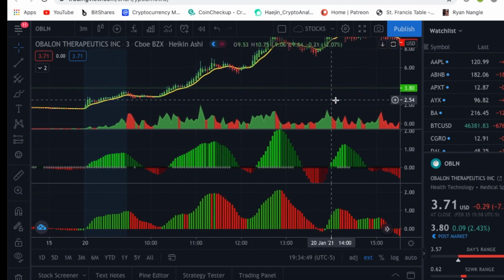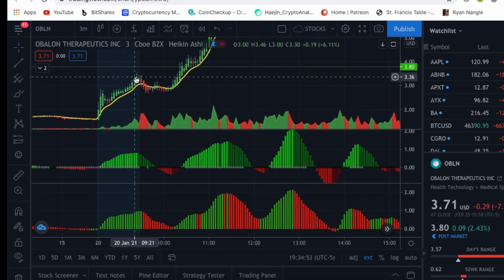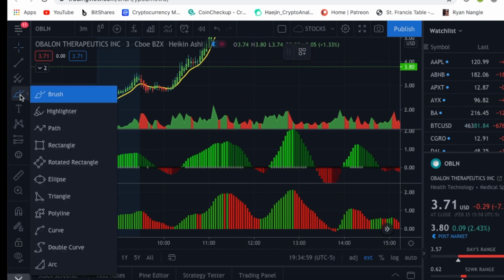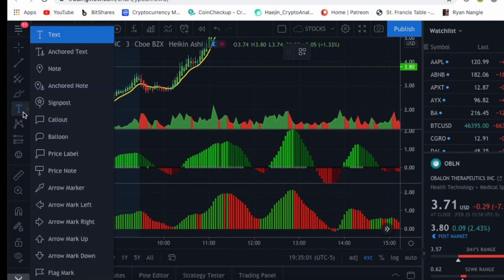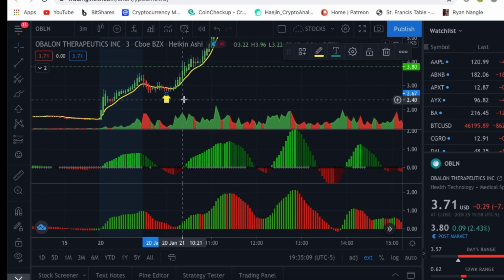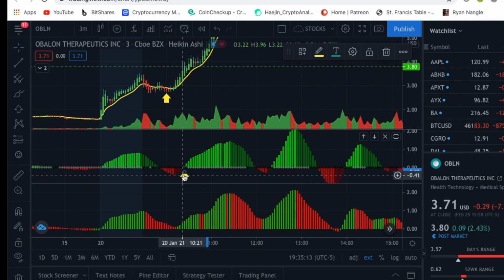So you tried to short it on opening bell. As you saw here, it did drop right here, and then you eventually got out right around this area. So you took a little win right there. But if you notice on my indicators right here, this is when you should be taking a long right there. It's as easy as that.